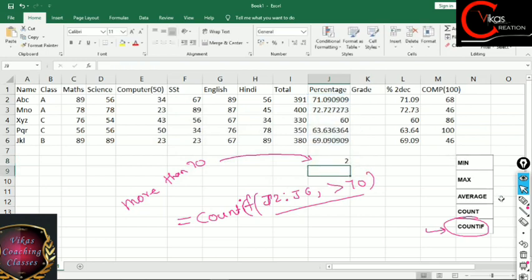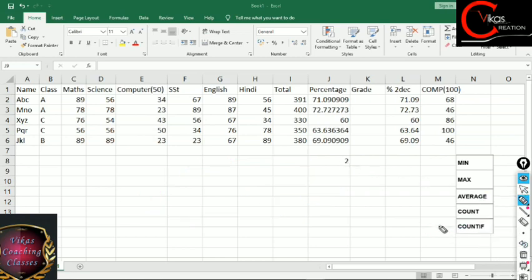Fine. Always remember one thing, that whenever you are writing this condition or this criteria, you have to put this in double quotes like this, or else it will show you this error which I got. Fine. So it was about a COUNTIF function.